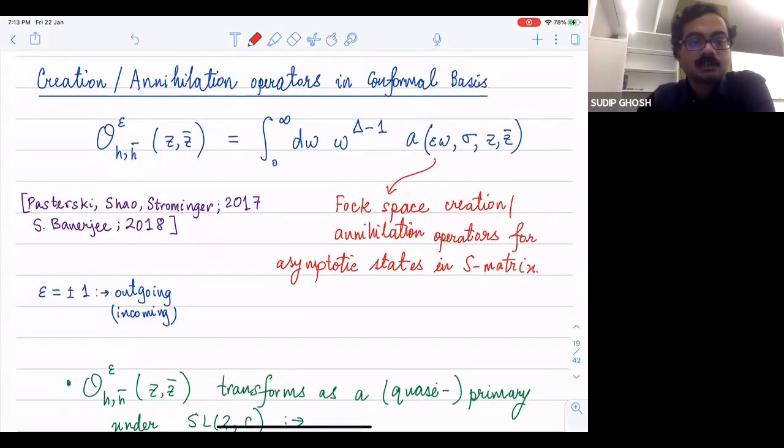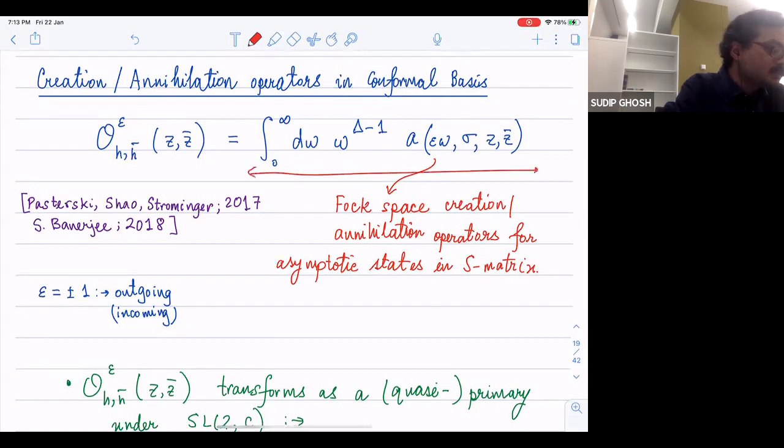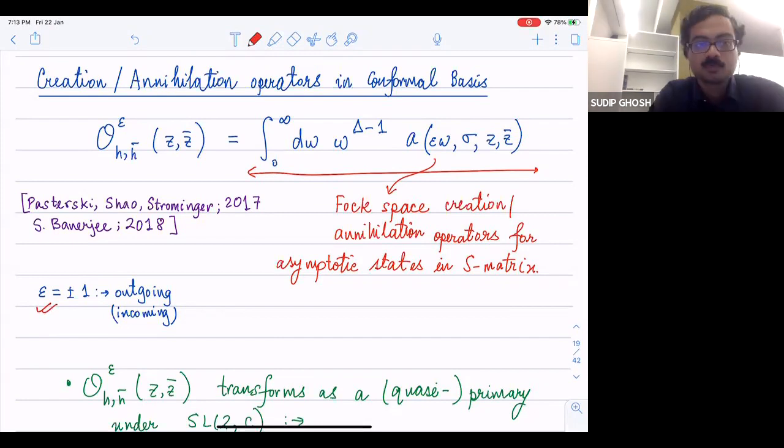Right. So, as I was saying, up till now we have been talking in terms of single particle states, but we can equivalently talk in terms of, and what is more useful, creation and annihilation operators. From the definition of the single particle states, you can immediately guess what the definition for the Mellin transform of the creation annihilation operators will be, and that takes a similar form which is given here, where this A is basically the Fock space creation annihilation operator for the asymptotic states in the S matrix.